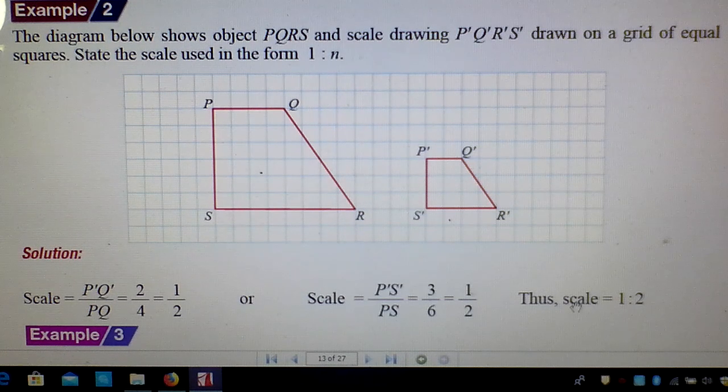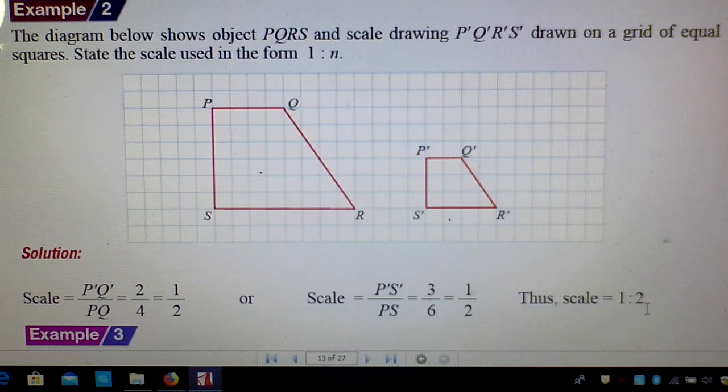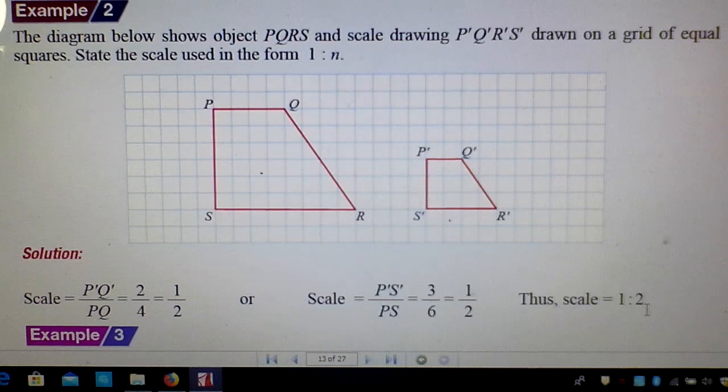Thus, we can conclude that the scale for this drawing is 1 to 2, meaning 1 unit of the drawing is equivalent to 2 units of the actual object. So actually the drawing is smaller than the actual object. We have proved that for n more than 1, the size of the drawing is smaller than the actual object. This one is the drawing, this is the actual object, so it's smaller.